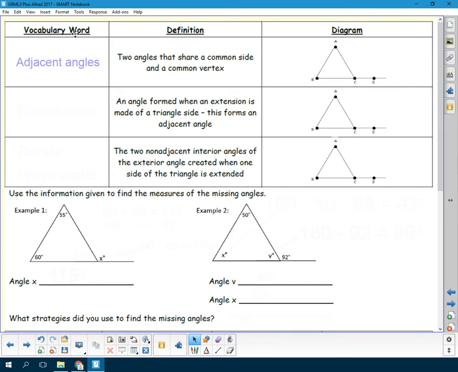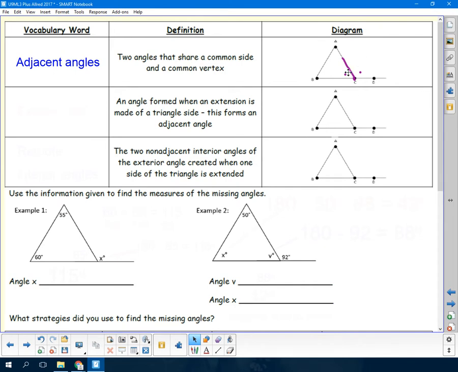The first thing is kind of a review from the previous mini lessons we've had. Adjacent angles are those 2 angles that share a common side and a common vertex, much like this angle and this angle right here are adjacent because they share this common side and common vertex. Those 2 angles are adjacent.